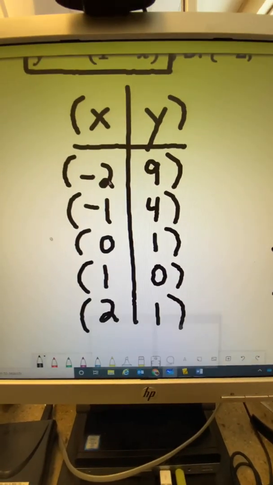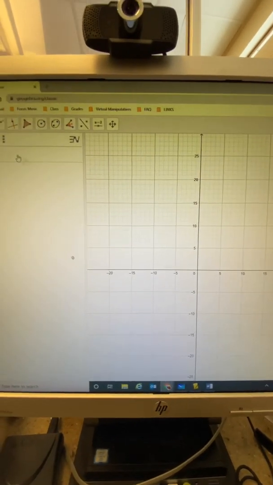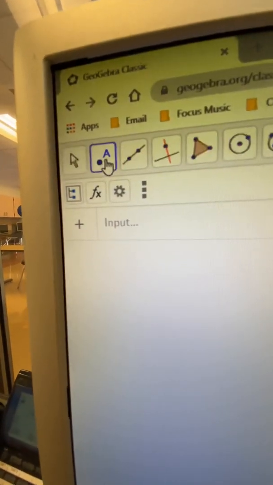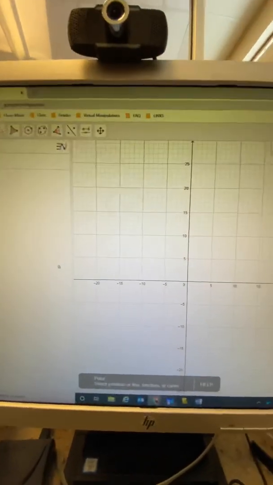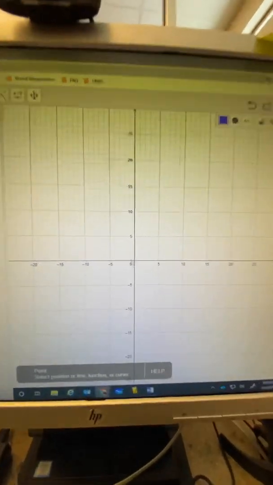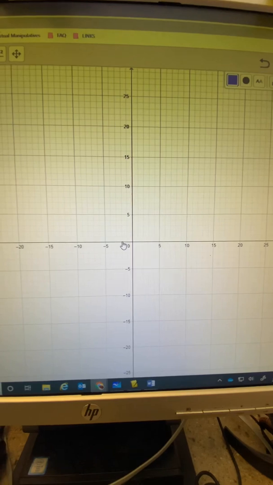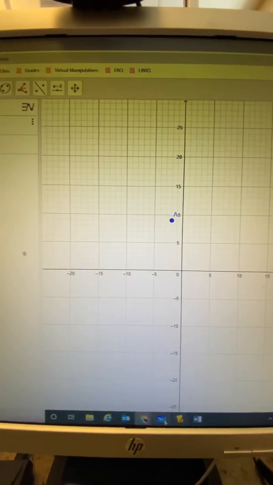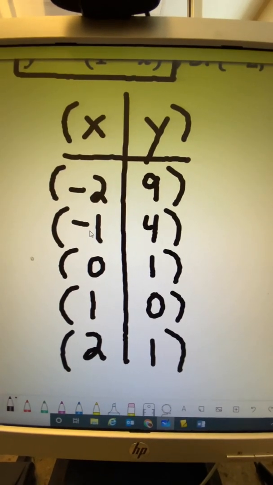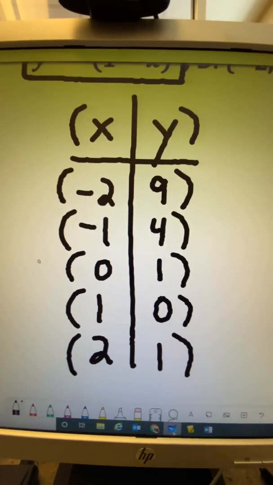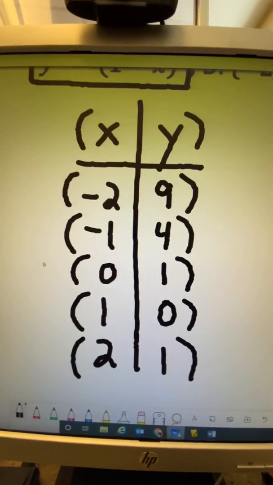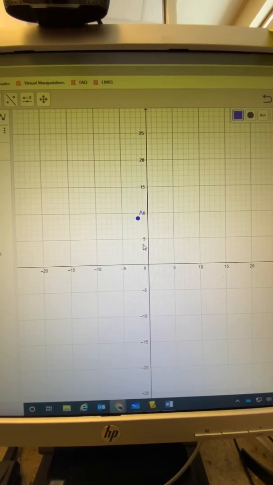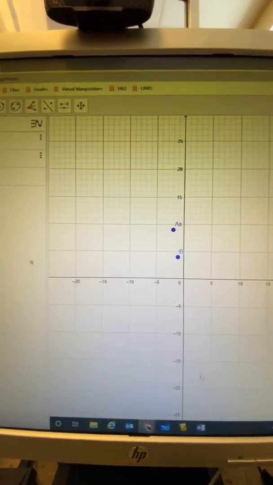So I'm going to take the first point, negative 2, 9, and plot that one there. This is on GeoGebra's website, so I'm just going to go over here to the point tool. And again, this is going to be negative 2, 9. So when x is negative 2, the output was positive 9. So I'll put a point up here. That's my first point. Second one is when x is negative 1, the output is 4. So I go to x is negative 1, and from there, I'm going to go up to positive 4 on the y. And you can see that's my second point.